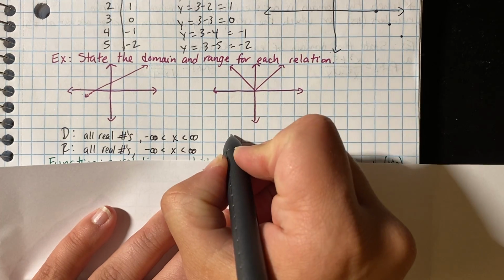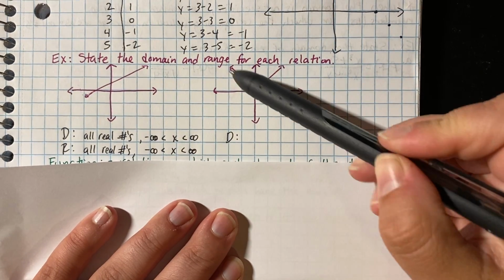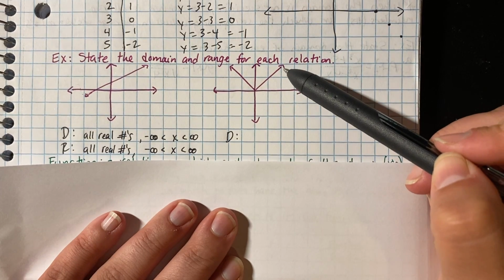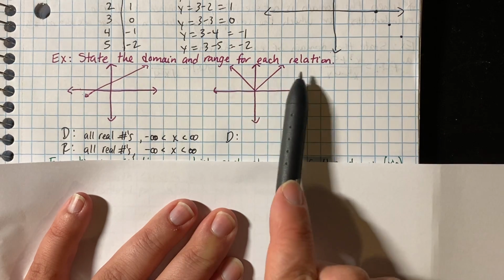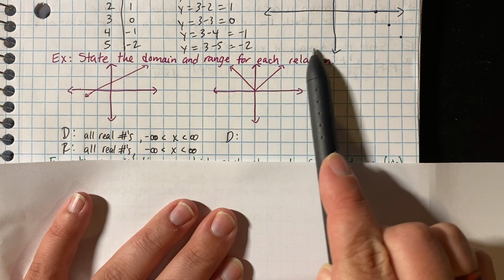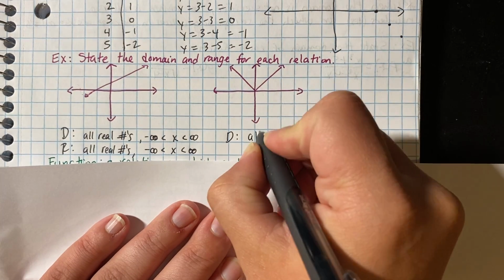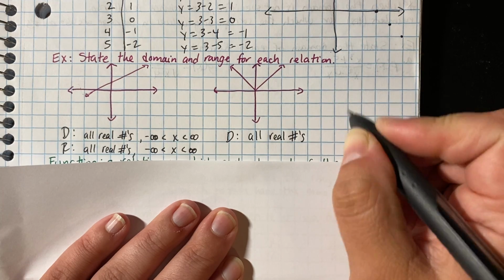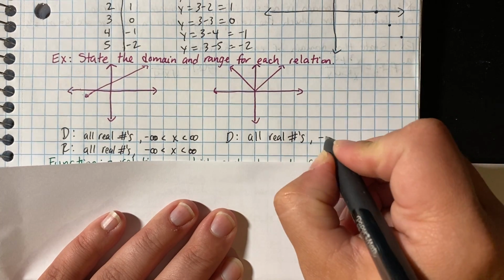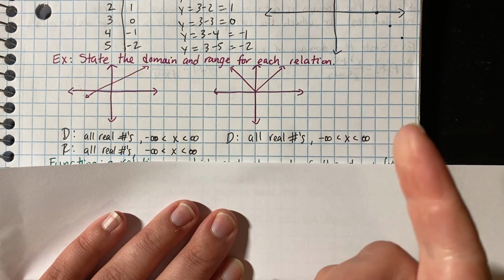All right, so let's look at this next graph here. Our V graph, which is also called our absolute value graph. Okay. Our domain is going to be our x's. So this is going to cover x's forever, as will this. So our domain is going to be all real numbers, or negative infinity to positive infinity.